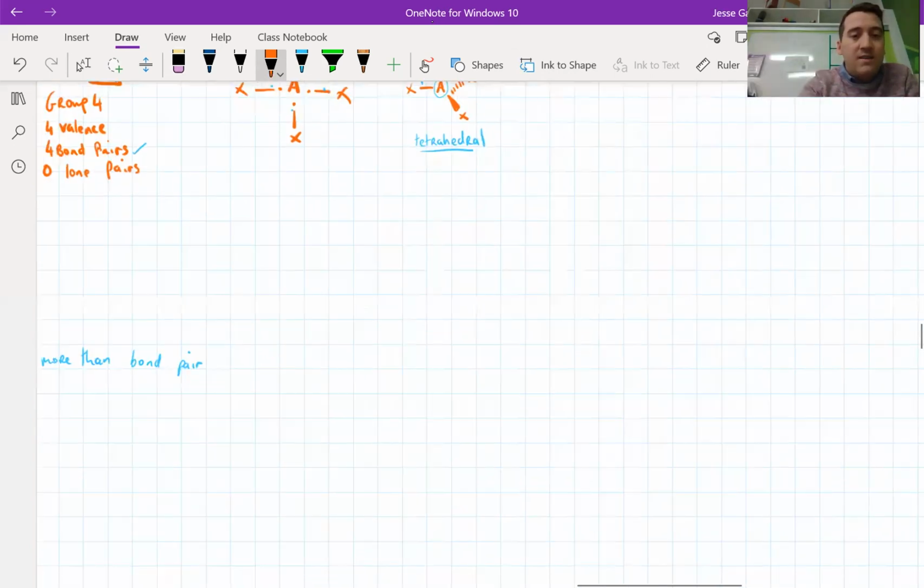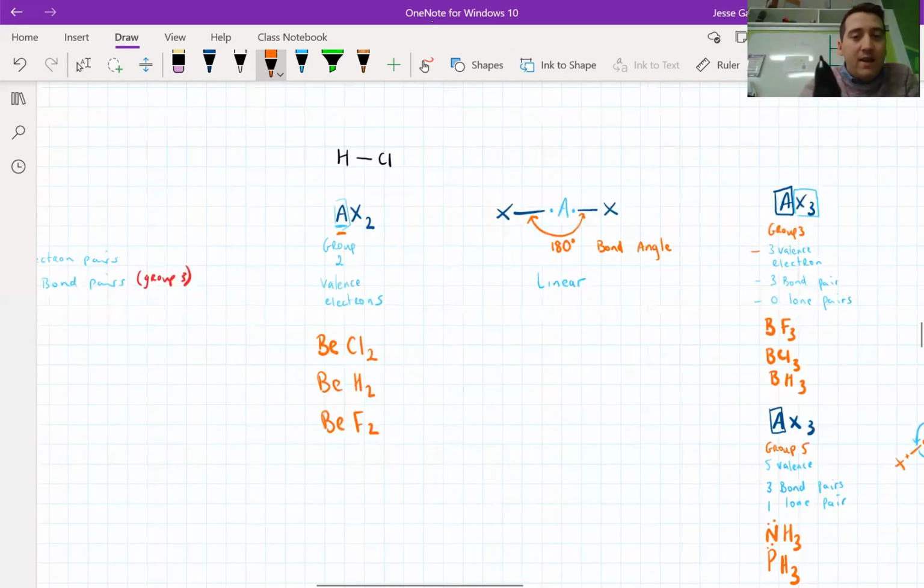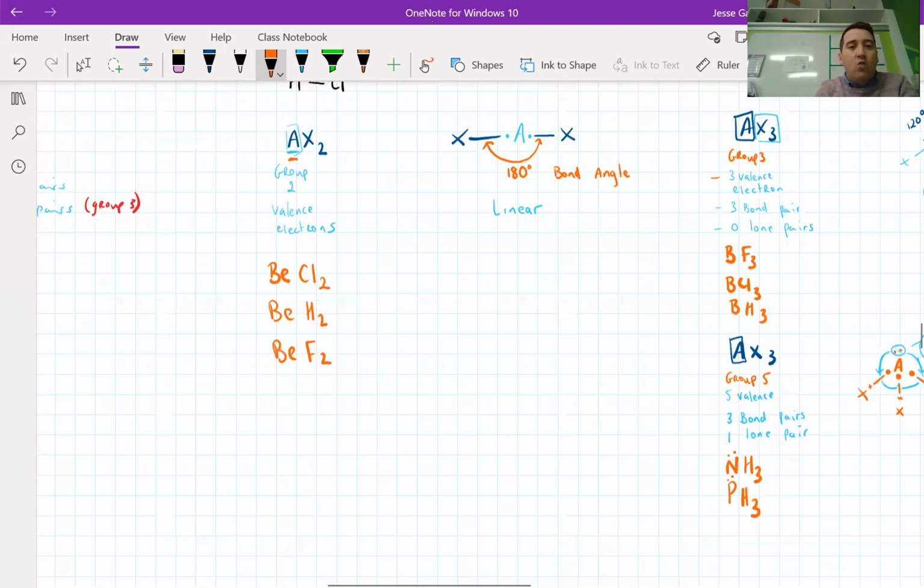The last case, we'll have to go back to the beginning, is we can have another case where we've got a molecule that has a general formula AX2 again. So AX2. But this time, instead of being in group 2, like it was up here, A is in group 6. Group 6 means it's got 6 valence electrons.